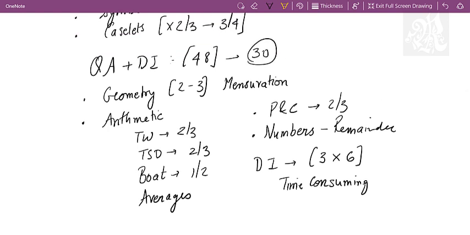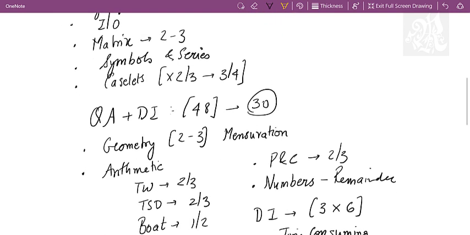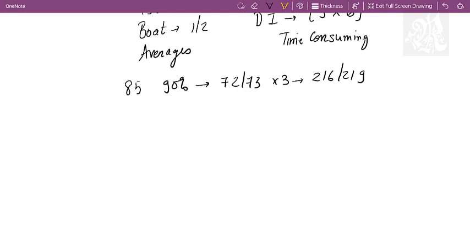This gives you a sum total of 30 and 25, that's 55, and 20, that's around 85. Assuming your accuracy is somewhere around 90%, you can easily get somewhere around 72 to 73 questions correct. Multiply that by 3, you get 216 or 219, which is 5 to 10 marks more than the usual cutoff, because for the past 2 years the cutoff has been 209.